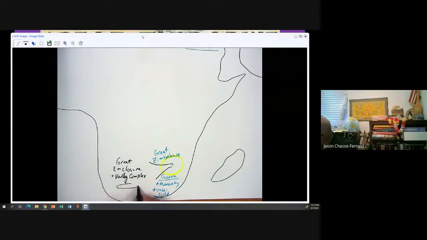So this is not something that we know about just from oral history or anything. There you go, there's your Great Enclosure and your valley complex. All right, next, let's move on.